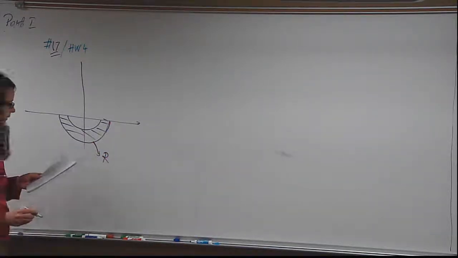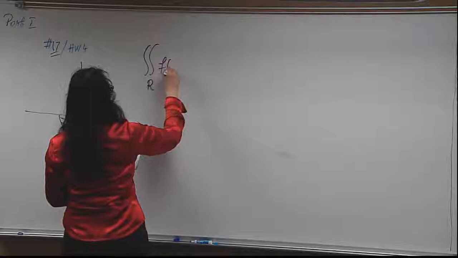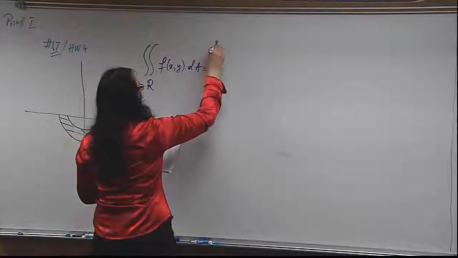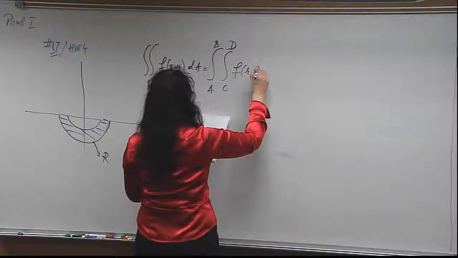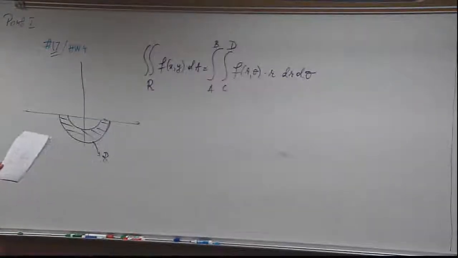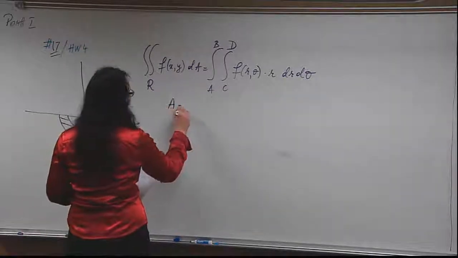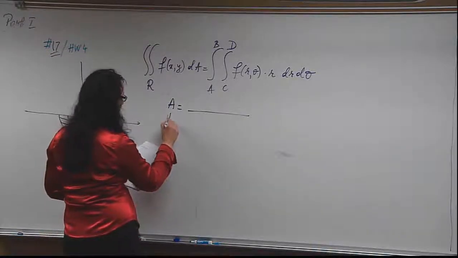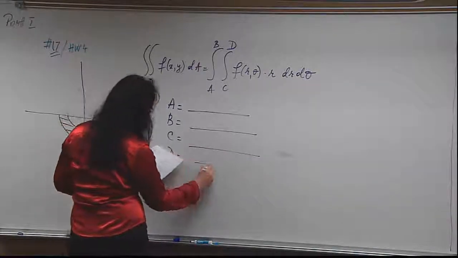As an iterated integral in polar coordinates, the double integral over R, f of x, y, dA, is the integral from A to B, of the integral from C to D, of f of r theta times r dr d theta, with the following limits of integration. A, you say it. B, you say it. C, you say it, then D, you say it.